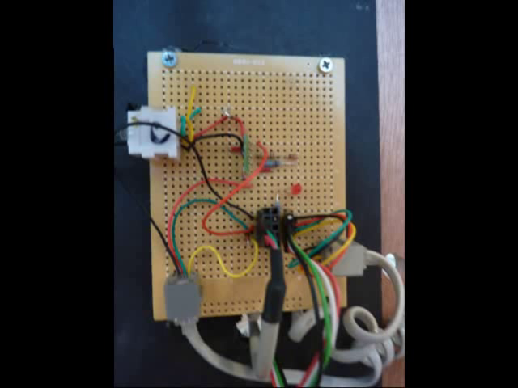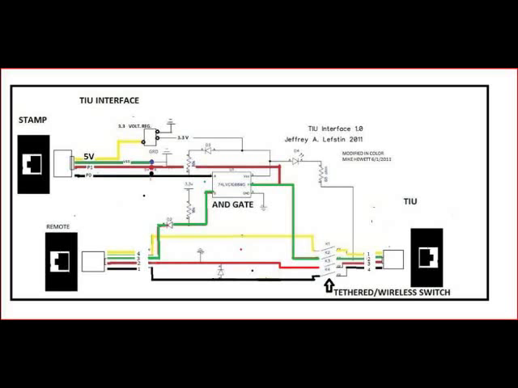So here's a schematic of the whole of the interface card. It looks busy, but it's really not. It's a matter of keeping track of the wires. But basically, you sum the two signals, one from the remote, one from the stamp, and that sends it off to the TIU. However, like I say, you don't really send both at the same time.